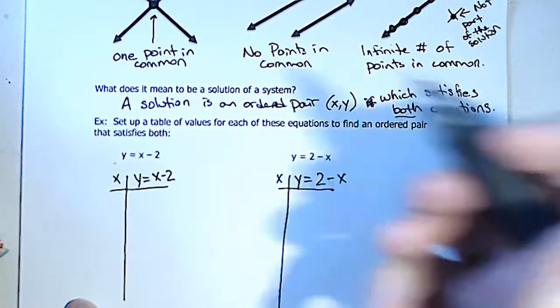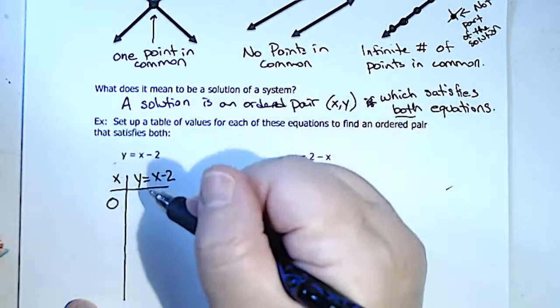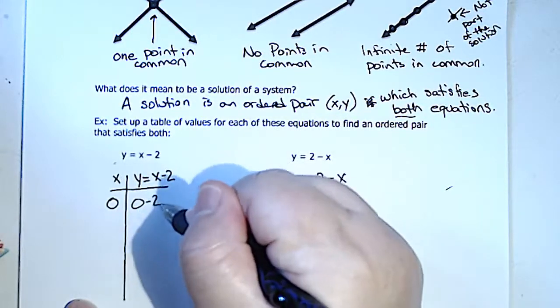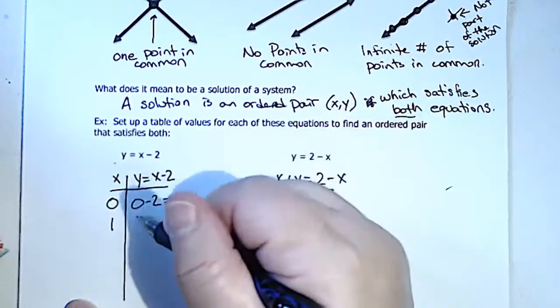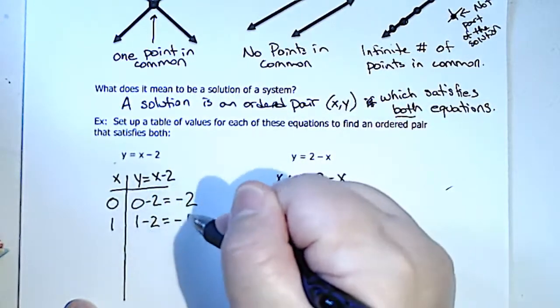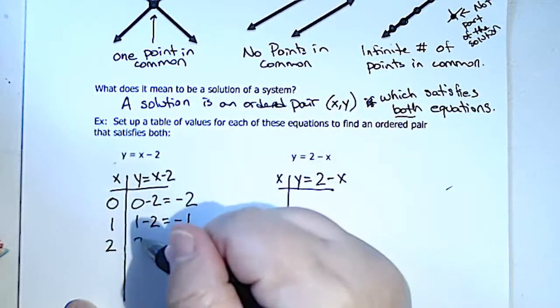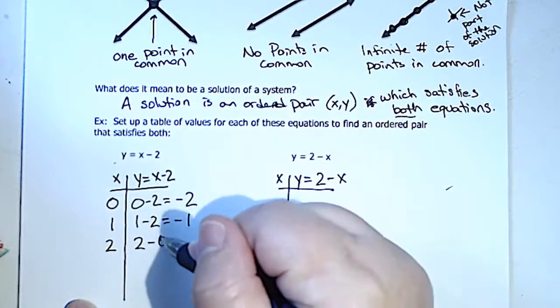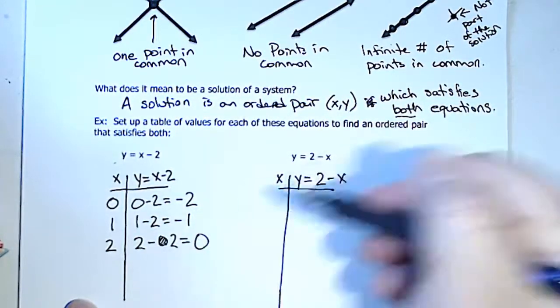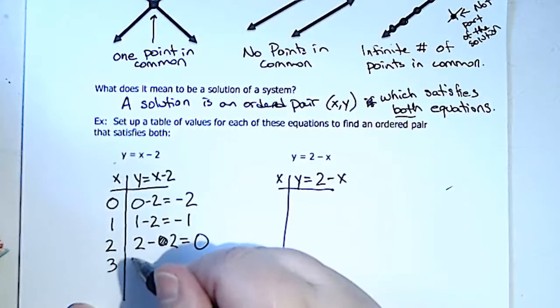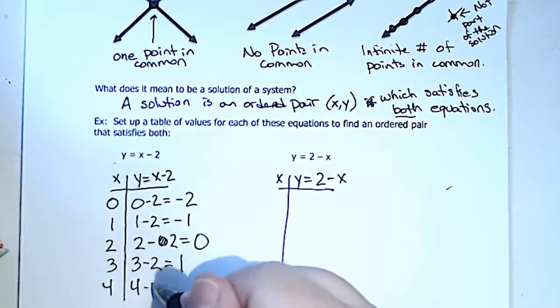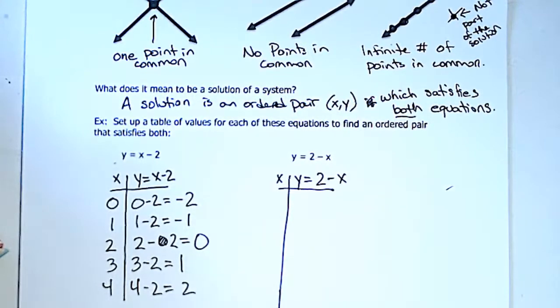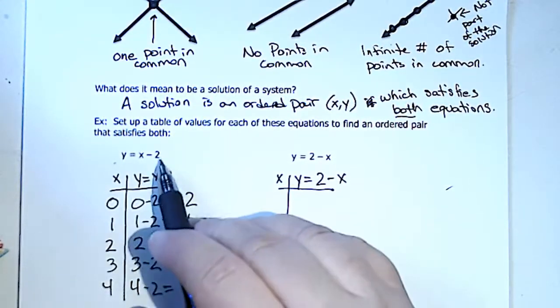So you know me, I always start with 0. So y equals 0 minus 2, which is negative 2. Plug in 1. 1 minus 2 equals negative 1. Plug in 2. 2 minus 2 equals 0. 3. 3 minus 2 equals 1. 4. You could keep going like this forever. You just create a table of values. These are all the points that are going to lie on this line.